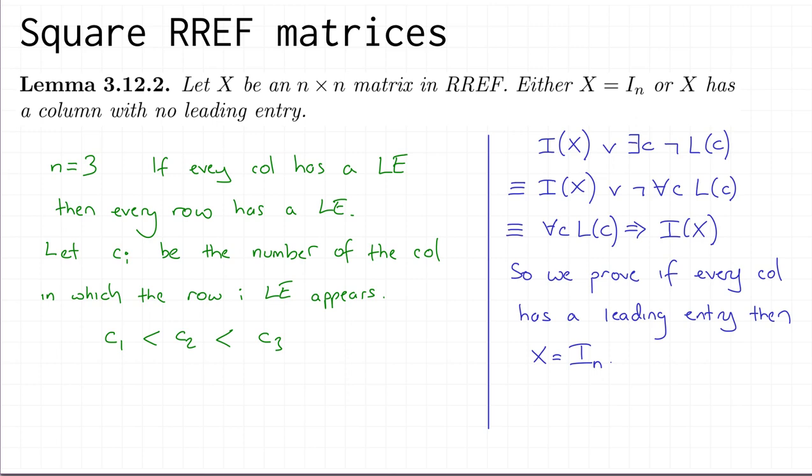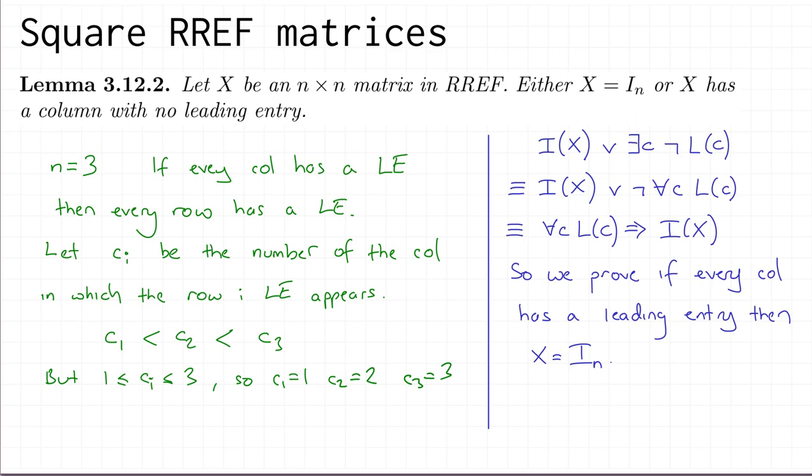But C1 and C2 and C3 are the numbers 1, 2, and 3. They're all between 1 and 3. So the only way to have three numbers which are strictly increasing and which are all between 1 and 3 is to have C1 is 1, C2 is 2, C3 is 3.